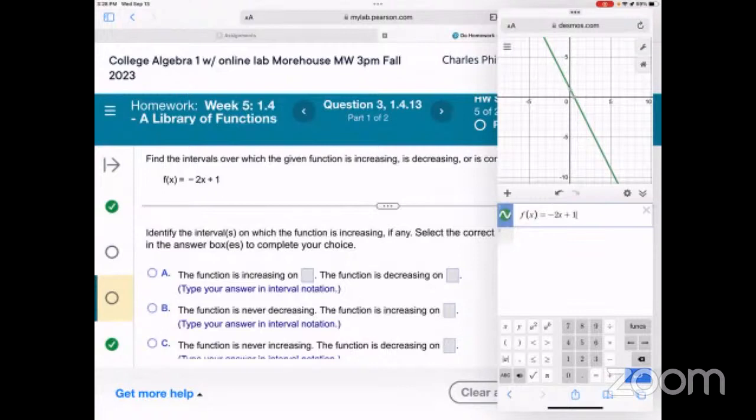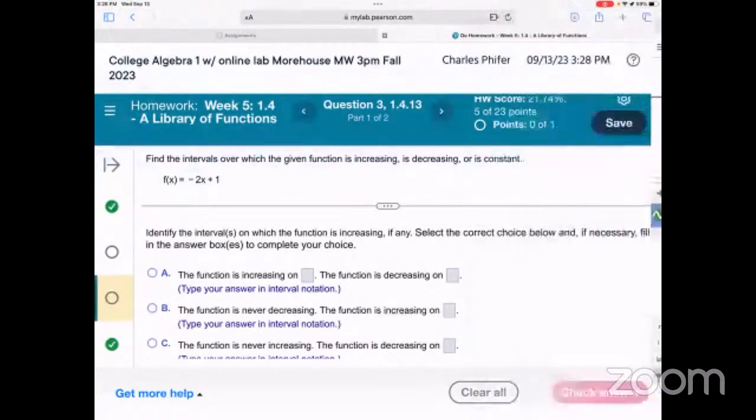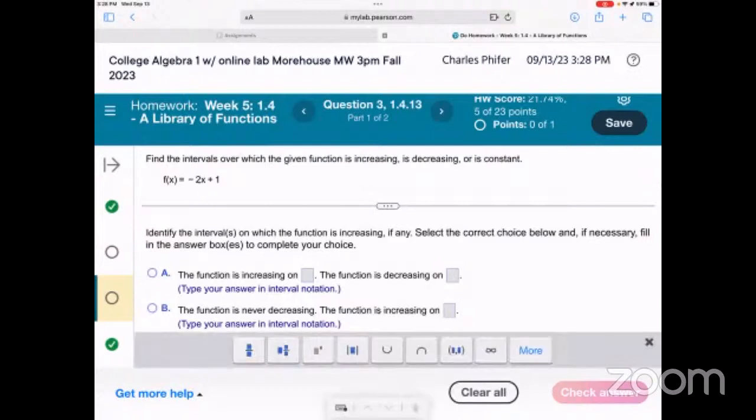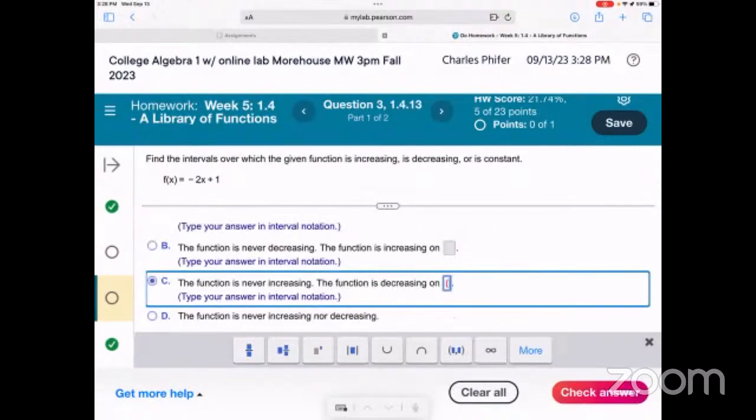So if this is our graph, notice as we trace this image from the left to the right, it falls across the whole domain. So it's never increasing and it's decreasing on all reals. Parentheses from -infinity to infinity.